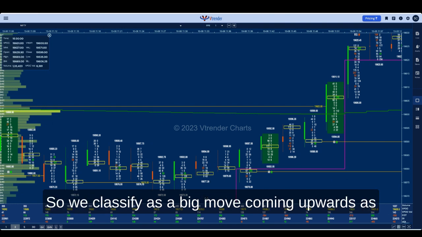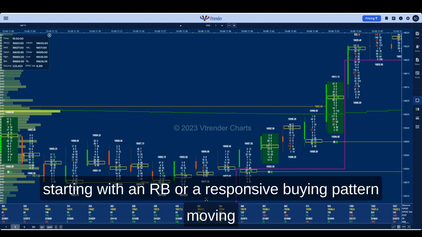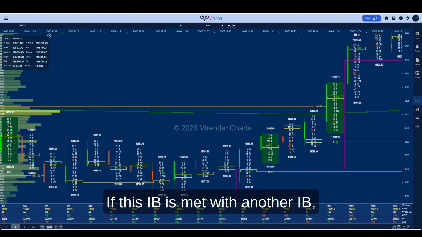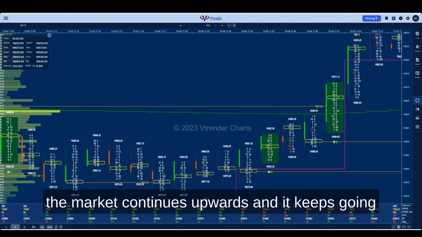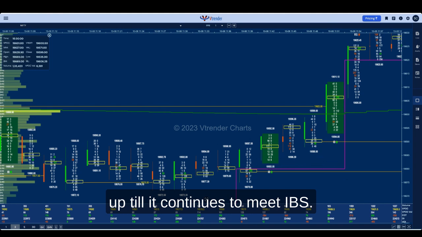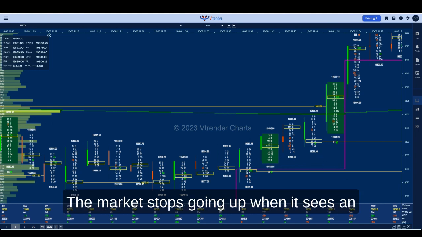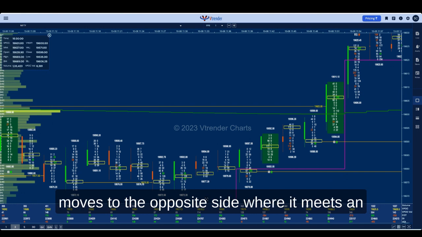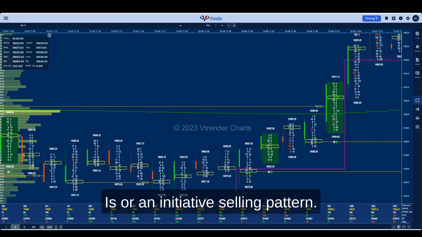So we classify a big move coming upwards as starting with an RB, or a responsive buying pattern, moving to an IB, which is an initiative buying pattern. If this IB is met with another IB, the market continues upwards and keeps going up as it continues to meet IBs. The market stops going up when it sees an RS, or a responsive selling pattern, and the market moves to the opposite side where it meets an IS, or an initiative selling pattern.